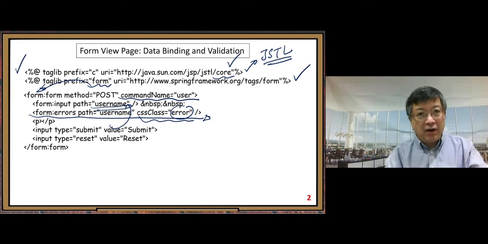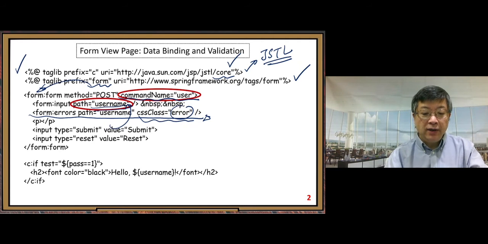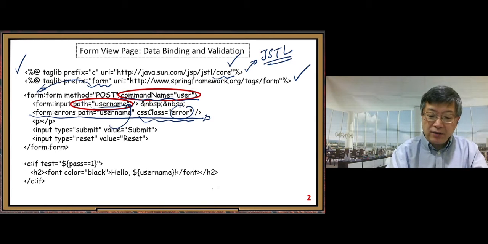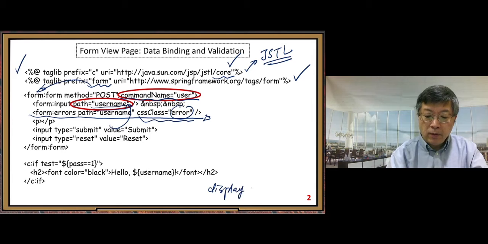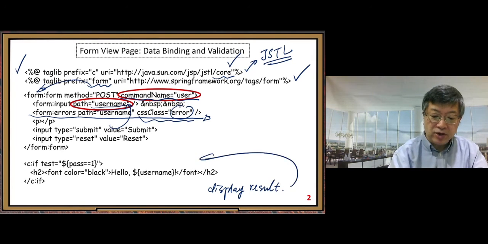Then the last part. I already explained that. Right, okay. Then the last part: display the result, the data processing result. So this part.